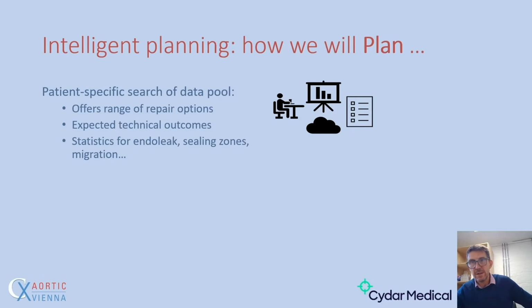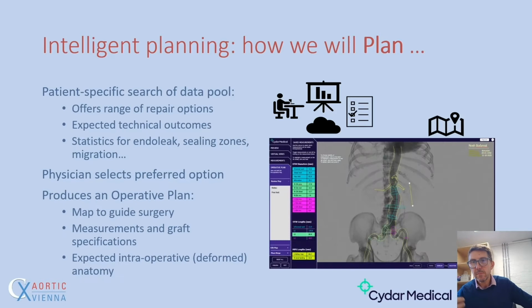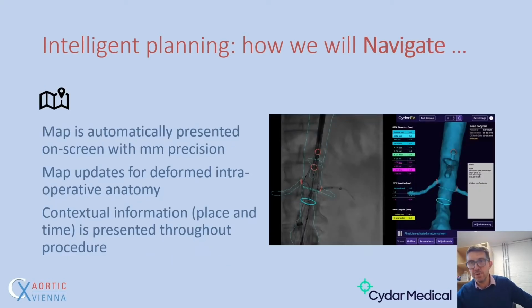What does that look like in endovascular surgery? Well, it starts with a patient-specific search of the data pool, where you're looking for patients with similar anatomy and the actual repair outcomes that they've had, both anatomically and in terms of the measures of success. The physician selects the preferred option, and an operative plan which consists of a map and the expected deformed anatomy is generated. When we come to do the procedure, that map is overlaid on top of the live fluoroscopy with millimeter precision, and it updates for the deformation during the course of the case, and information is presented in the right time, right place throughout.